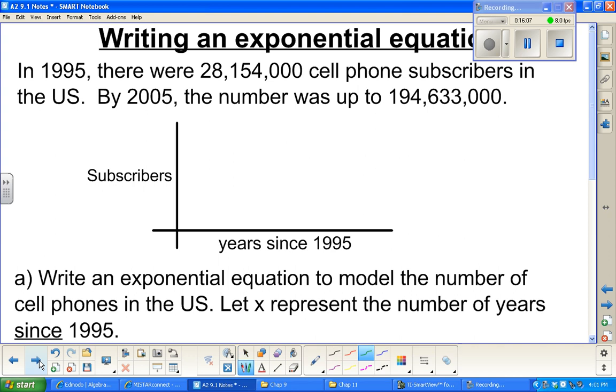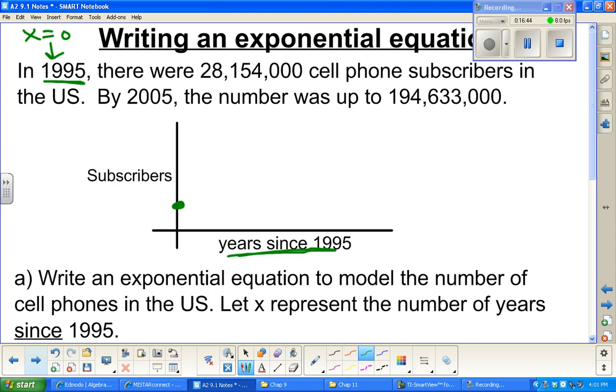So let's see what we got. We got some data here. In 1995, there were 154,000 cell phones. By 2005, that number had grown to over 194 million. So let's think about this. Key here is we're going to use our x value as the years since 1995. I'm going to act like, just for this situation, that 1995 is the beginning of time. That's when we have our starting value. So that's going to be x equals 0, basically.